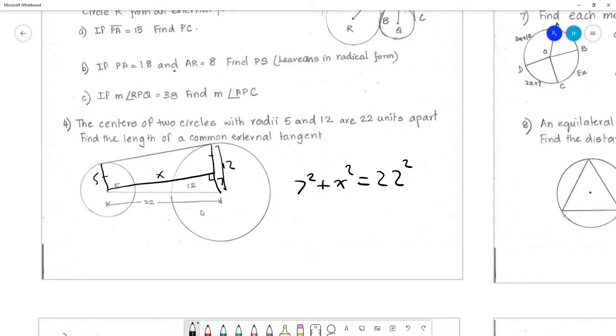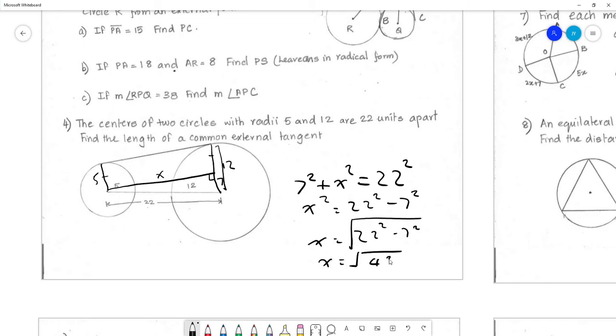Simplify that out to x squared equals 22 squared minus 7 squared. And if you want to write it even simpler, it's just the square root of 22 squared minus 7 squared. Let's do that right now. So 22 squared minus 49 is going to be 435. That is how you solve this problem right here.